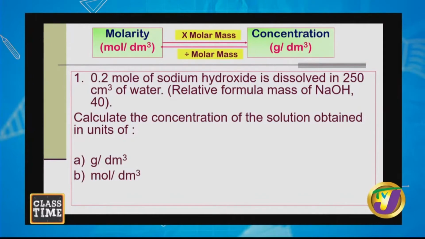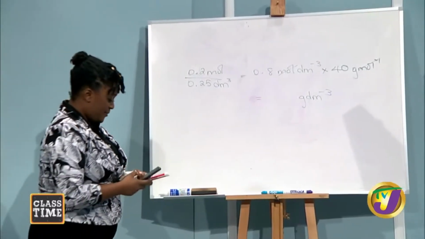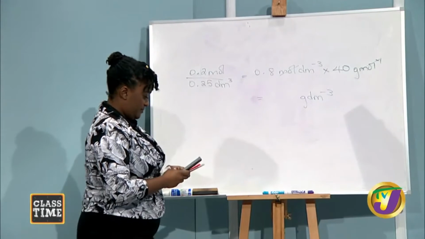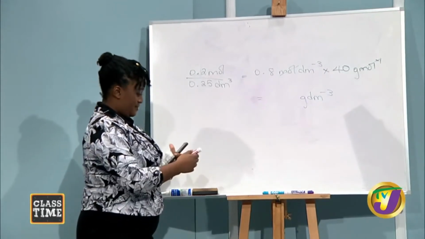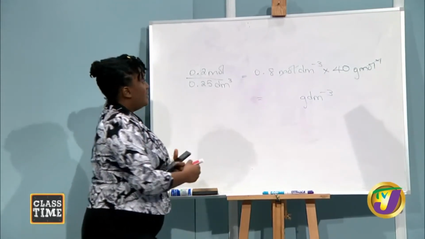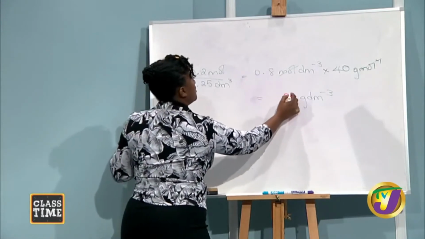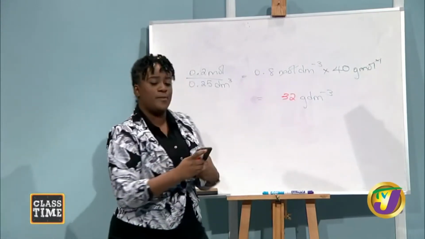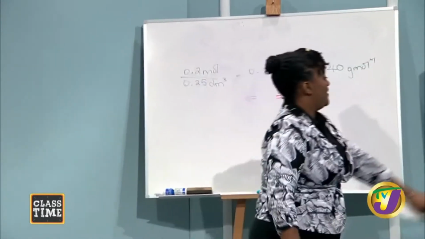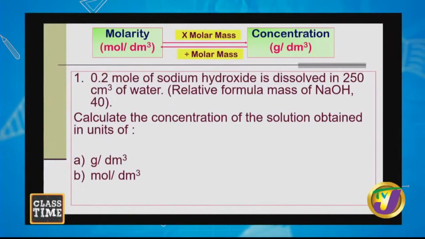So let's do this calculation. 0.8 times 40. And that's 32 grams per dm cube. Okay, let's continue.